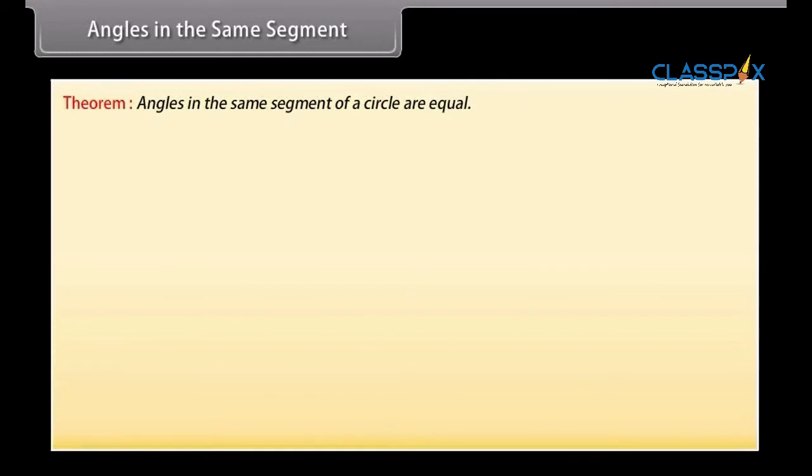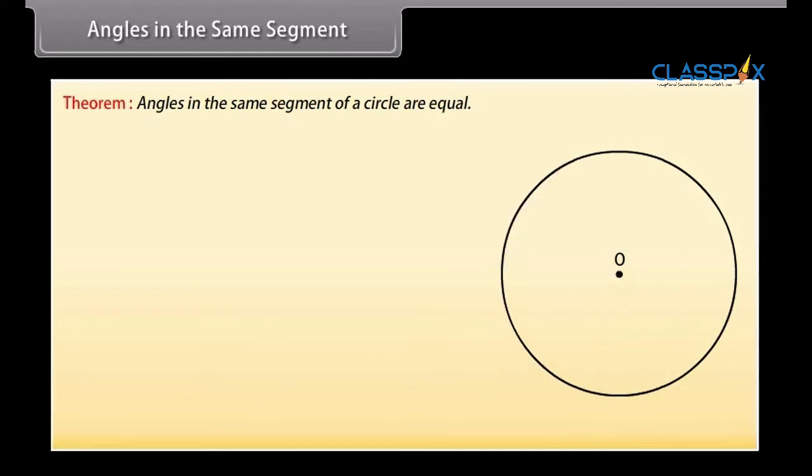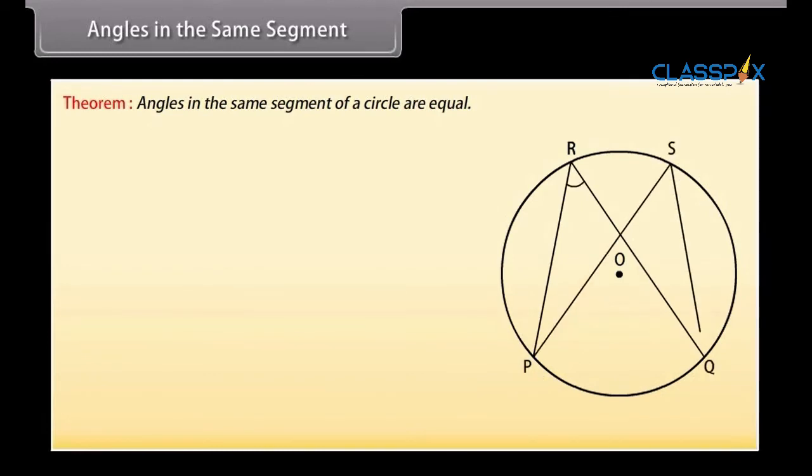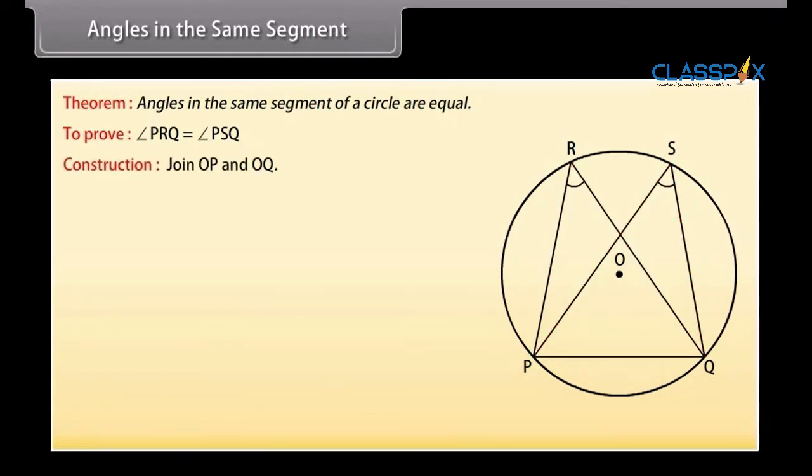Angles in the same segment. Theorem: angles in the same segment of a circle are equal. Given a circle with center O and the angles angle PRQ and angle PSQ in the same segment formed by the chord PQ or arc POQ. To prove angle PRQ is equal to angle PSQ. Construction: join OP and OQ.